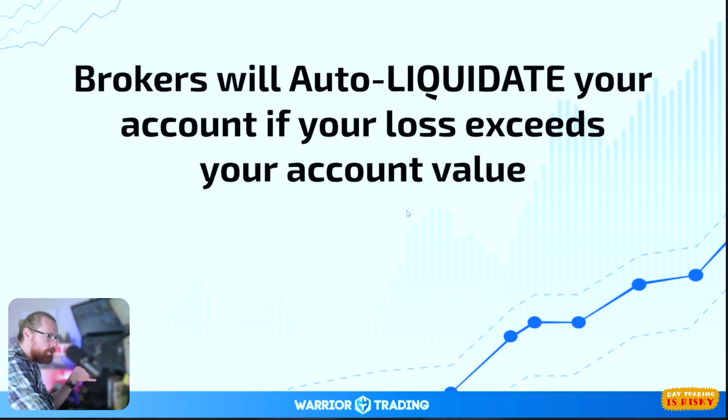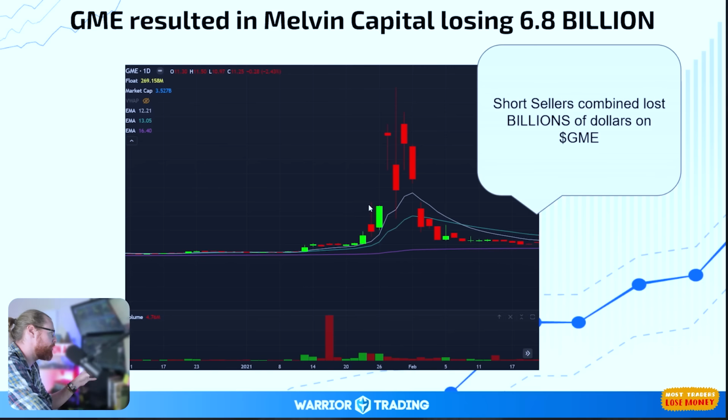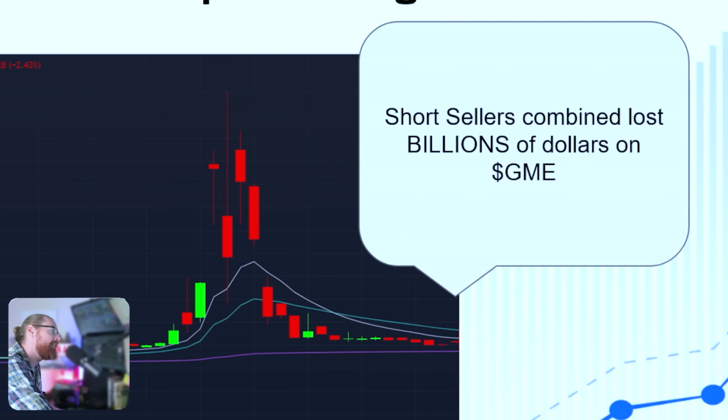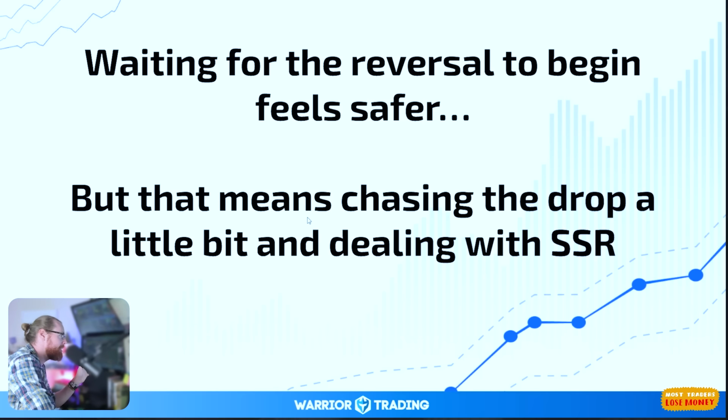You can control your losses with stops. And while that's true, what we also know is that brokers will auto liquidate you if your account exceeds the amount that's in your balance. And they can also auto liquidate you if the original client asks to redeem their shares, which means you could get pulled out of position and forced to close it. Now, as we know, GameStop resulted in Melvin Capital losing $6.8 billion. This is an incredible amount of money to lose. So just because there's institutional traders that have a lot of experience, they're not immune to this happening to them.